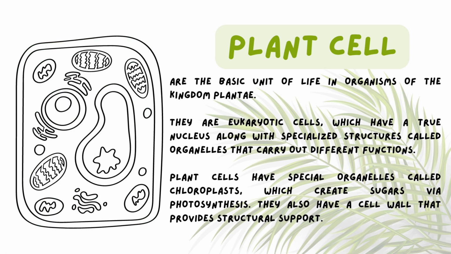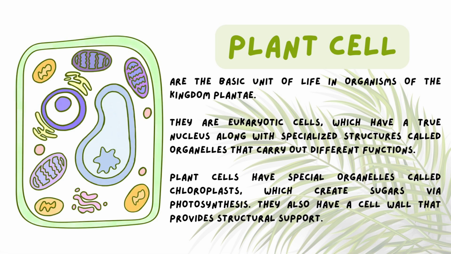Plant cells have special organelles called chloroplasts which create sugars via photosynthesis. They also have a cell wall that provides structural support. Since we now have a brief introduction on what a plant cell actually is, let us now take a closer look at the various organelles that we can see in it when observed under the microscope.